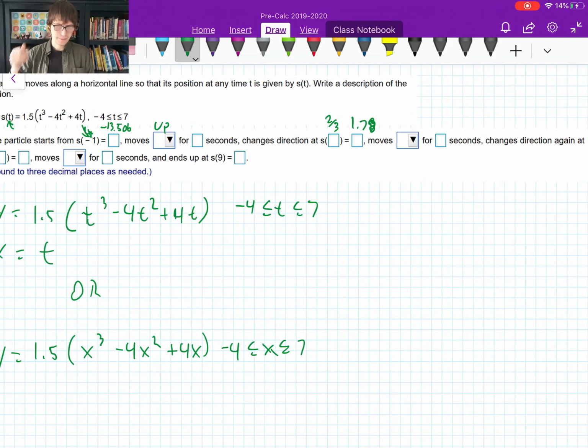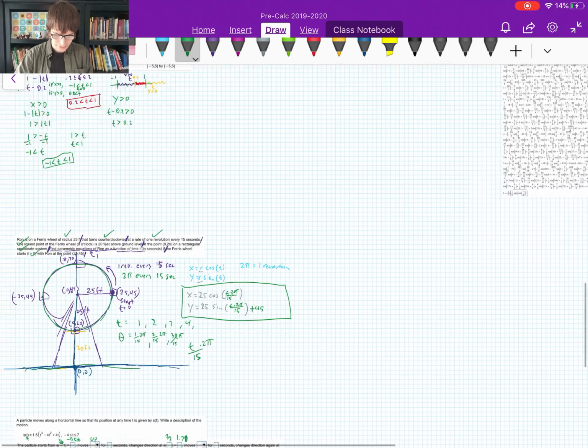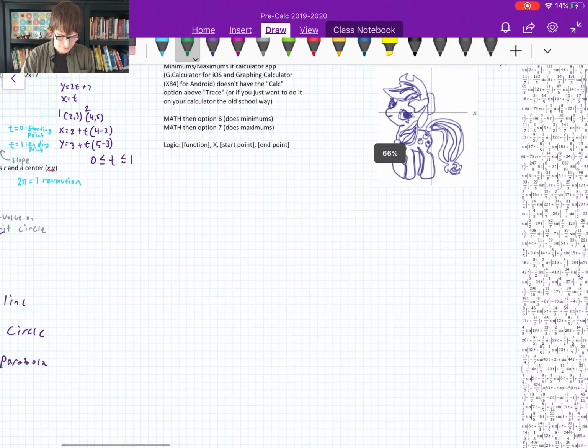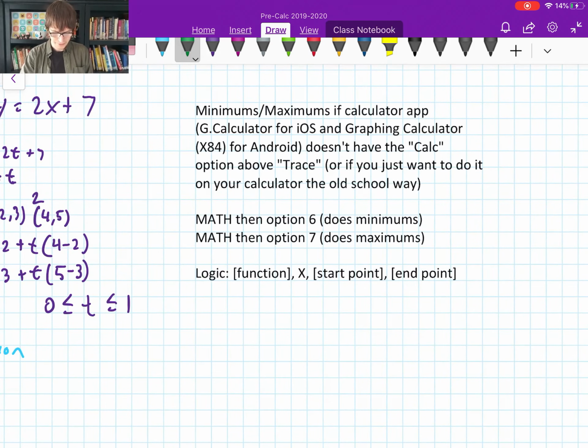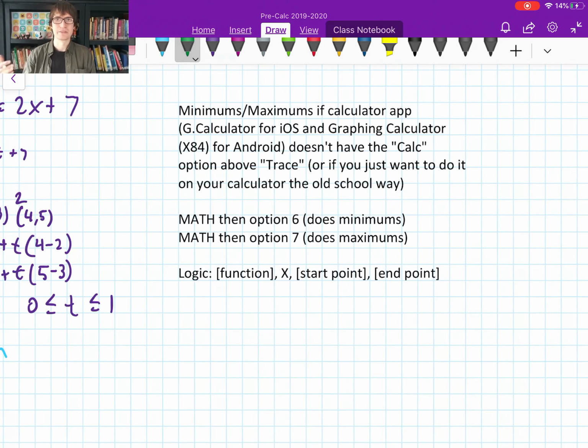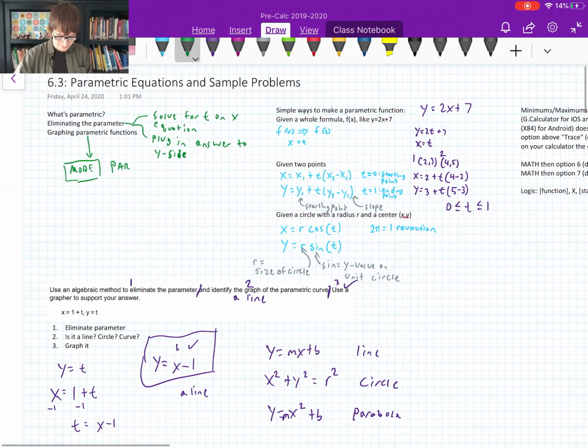If you ever forget how to find the maximum or minimum, I've got a little note on the right side of this notebook, right over here, that summarizes how to do maximums and minimums through that function mode that I just did. We'll do it again.